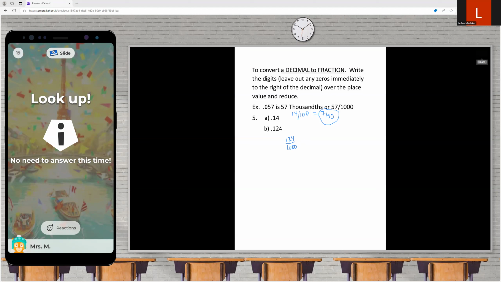So if I pull up my calculator, 124 is divisible by 4. It'd be 31. 1,000, is that also divisible by 4? That'd be 250. So 31 over 250. And that should be in reduced form because 31 has no numbers that go into it. So there are 2 examples of how to take a decimal and write it as a fraction.